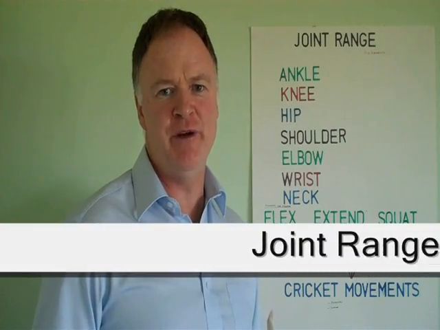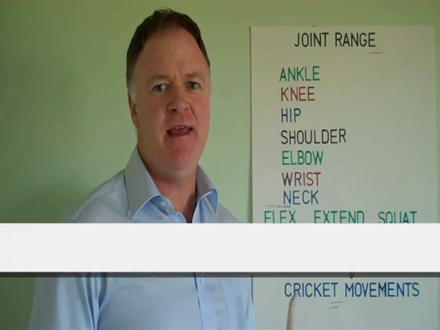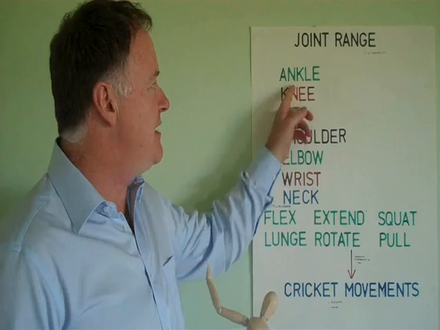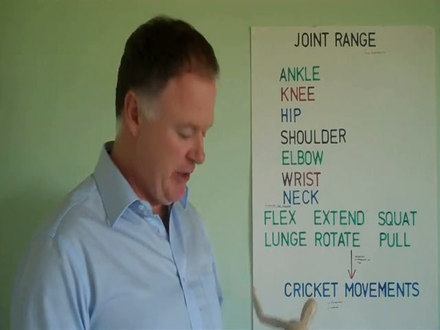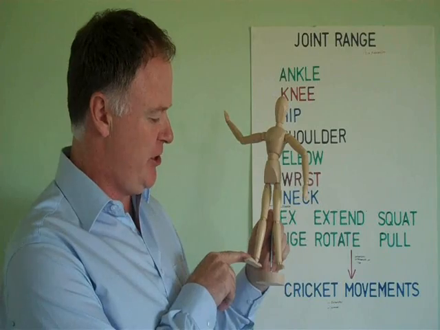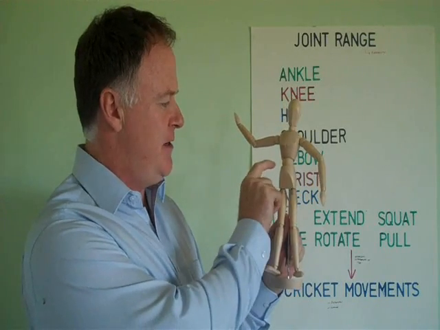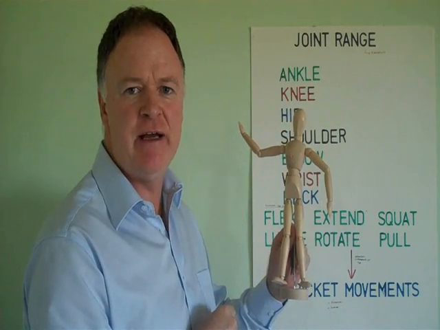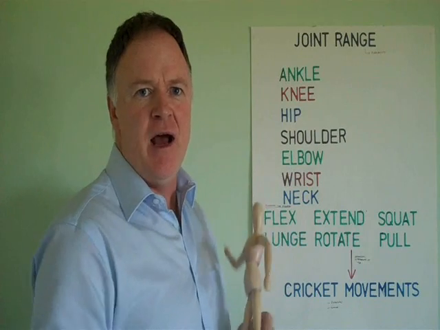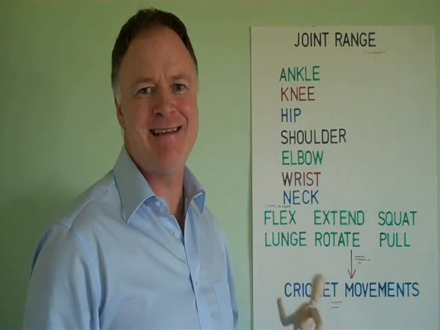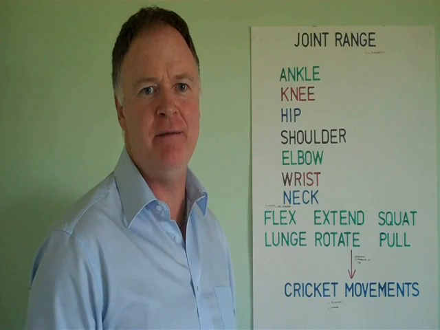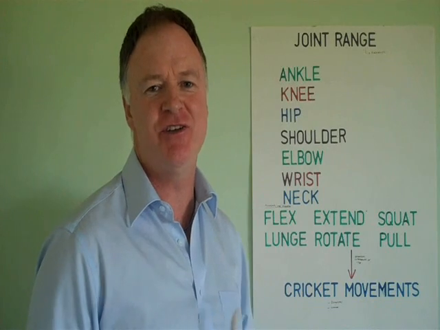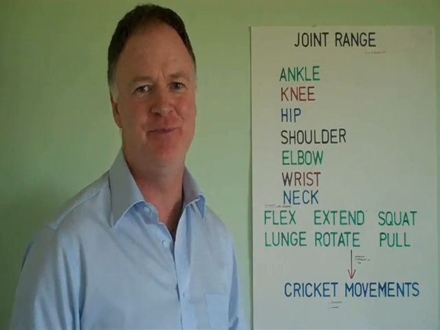Critical to efficient movement is the joint range, and that's the flexibility around the joints. And as we can see, there are many joints in the body, and this model shows this. You've got the ankle, knee, hip, shoulder, elbow, wrist and neck joints that are critical to movement. Allowing the athlete to flex, extend, squat, lunge, rotate, pull, all components that are essential to cricket movements as shown by Sir Donald Bradman and Shane Warne.